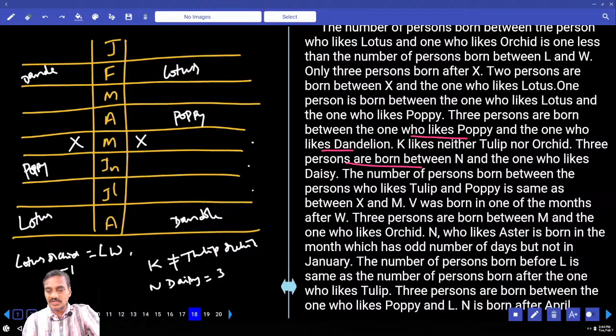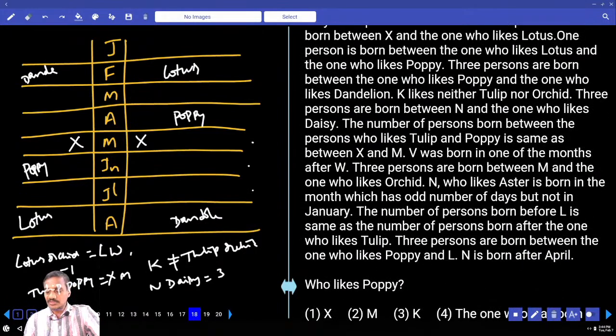Number of persons born between tulip and poppy is same as X and M. Tulip and poppy is same as X and M. And V is born in one of the months after W. Now where is this V? V is born in one of the months after W.